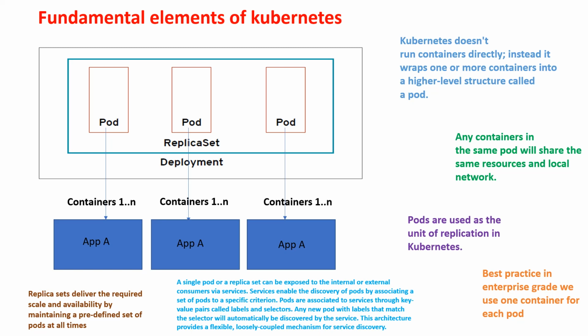Basically, a single pod or replica set can be exposed to internal or external consumers via services. Services enable the discovery of pods by associating a set of pods to specific criteria. Pods are associated to services through key value pairs called labels and selectors. A new pod with labels that match the selectors will automatically be discovered by the services. So let me explain this in detail.